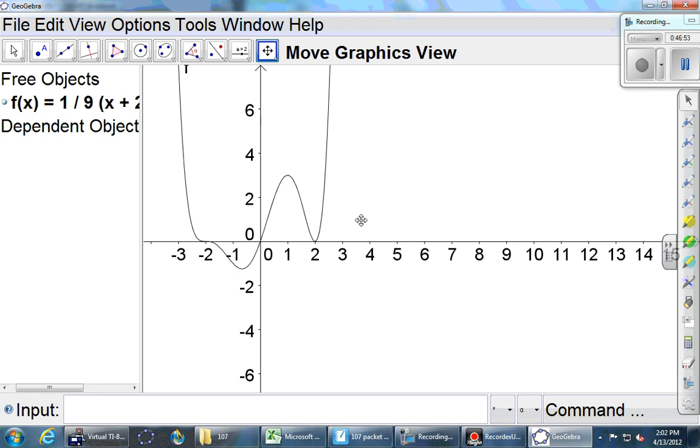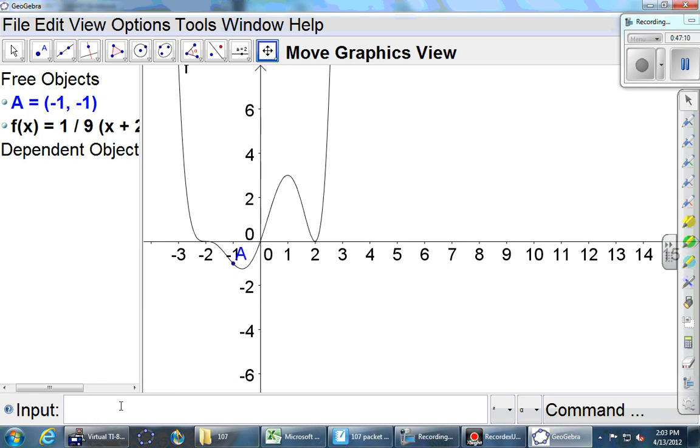How does that look compared to the picture on the paper? It looks pretty good. At what point does it definitely go through this one? This goes through the point negative 1, negative 1. I can plot that point, negative 1 comma negative 1, and you see it right there on the graph. That is what you did by picking 1/9. Pick a different A, it'll look a little different, but the zeros will be exactly the same. Questions on that?